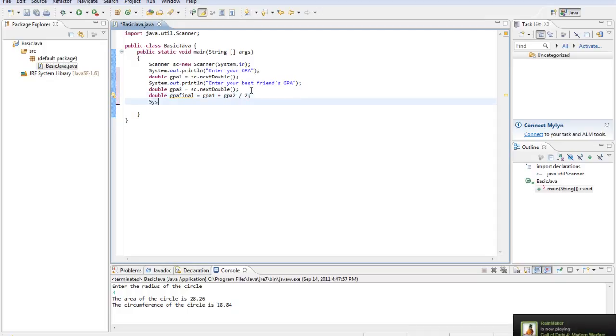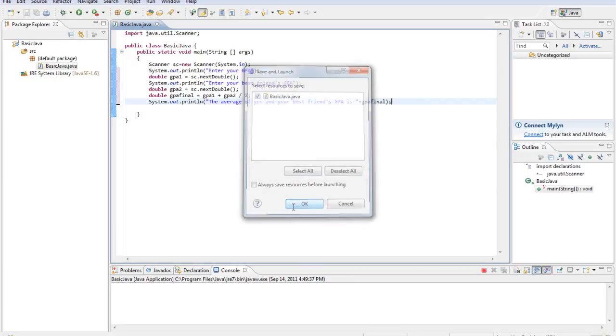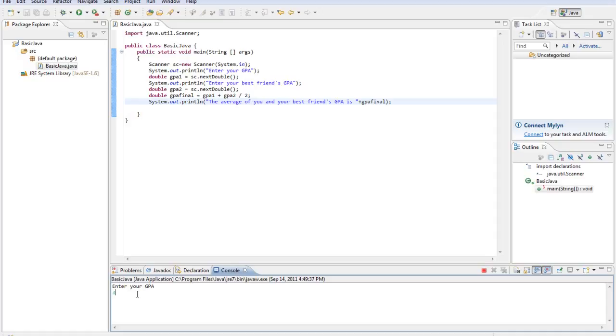Alright, we'll do System.out.println the average of you and your best friend's GPA is, and we'll do plus GPAFinal. So we'll do my GPA is 3.9. My best friend's GPA is 3.4. The average of our GPA is 5.6.